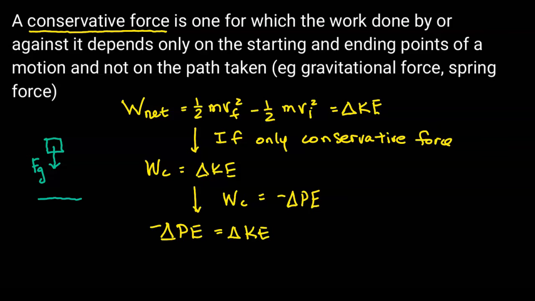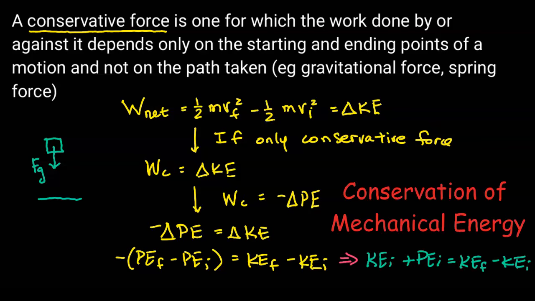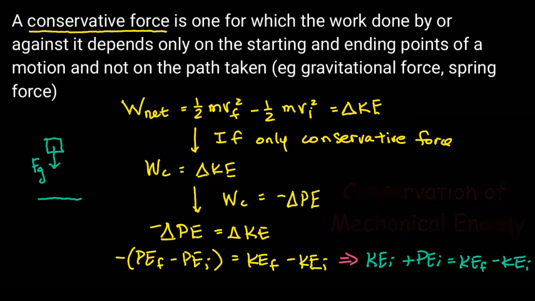Substituting negative delta PE into W_C, we get negative delta PE equals delta KE. Delta just means the change in, and it's going to be the final minus the initial. So we can rewrite it as negative, final potential energy minus initial potential energy, equals the final kinetic energy minus the initial kinetic energy. And if we move all the initial to the left side and all the final to the right, we get KE initial plus PE initial equals KE final plus PE final. And this is called the conservation of mechanical energy.